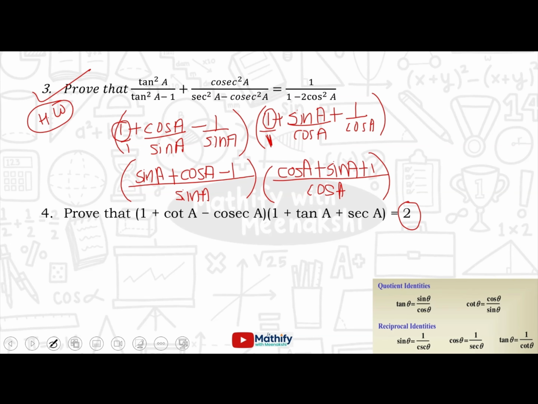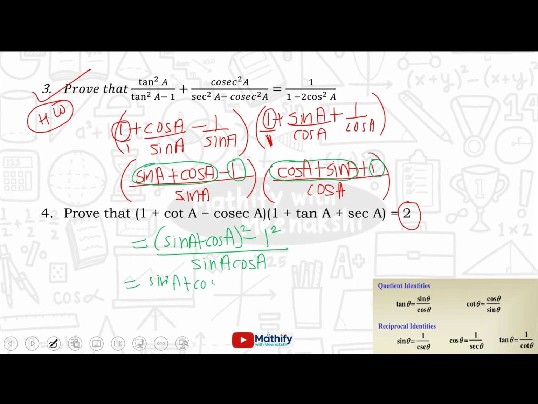Let's think. If you take this as A and this as B, we have A minus B and A plus B. So I can write A square minus B square, that is (sin A plus cos A) whole square minus 1 square, and in the denominator sin A into cos A. Now just use (A plus B) whole square, that is sin square plus cos square plus 2 sin A cos A minus 1, by sin A cos A.